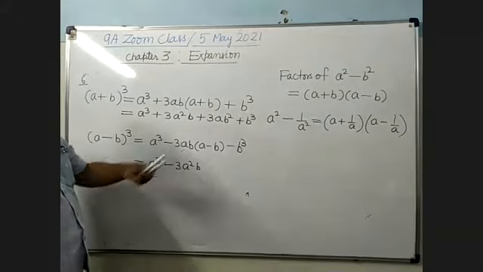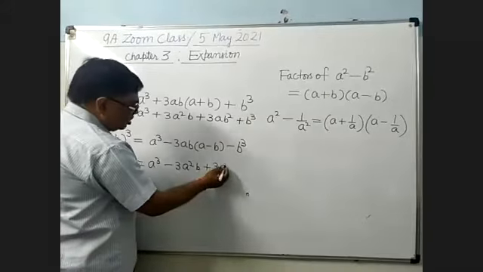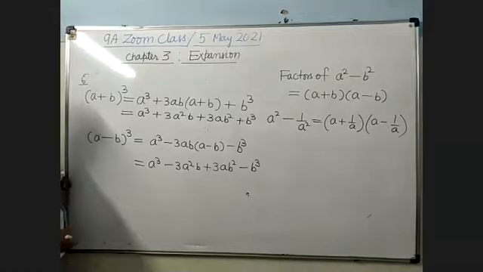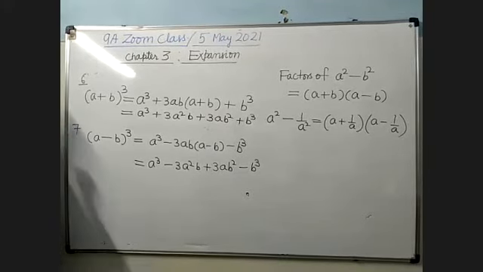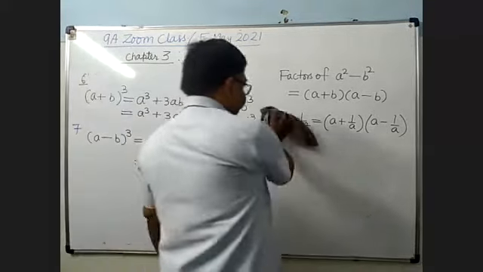a cube minus 3a square b, minus minus plus 3ab square minus b cube. So in the expanded form, it is this. It is clear? So these are the expansions of a plus b whole cube and a minus b whole cube. It's clear? Now you see one more expansion.